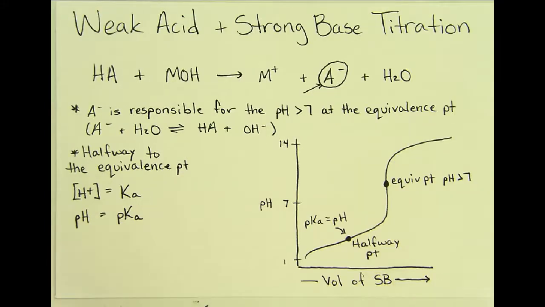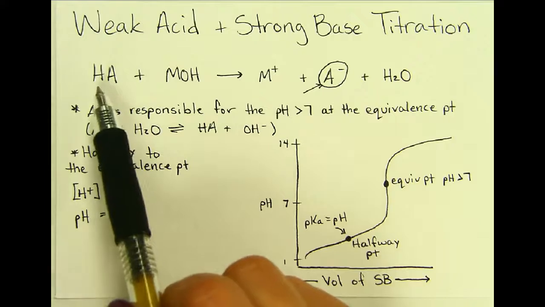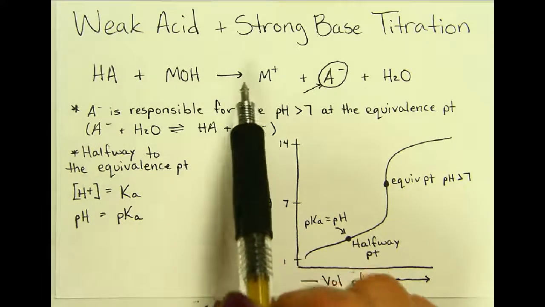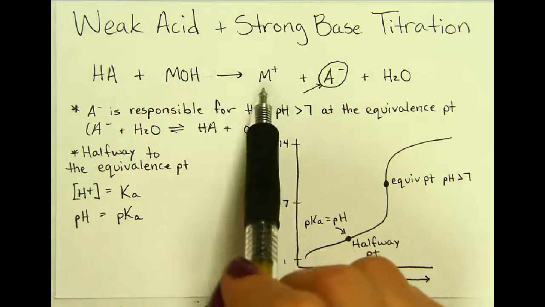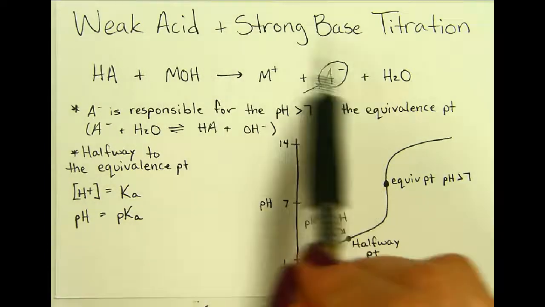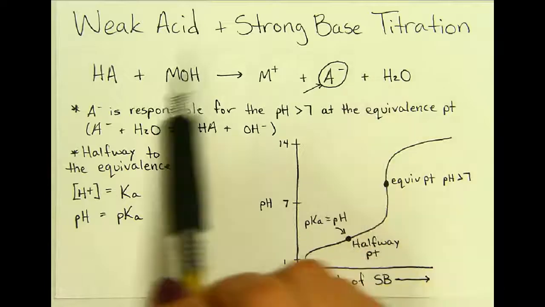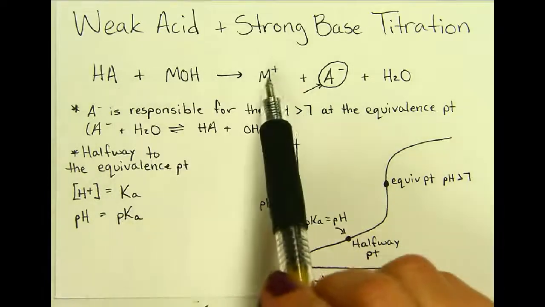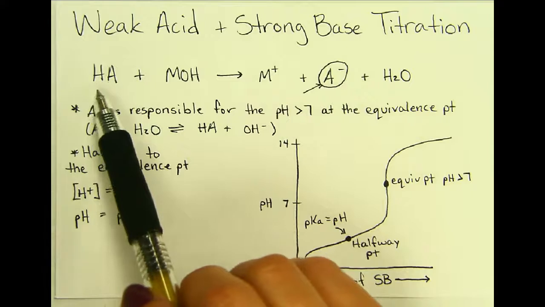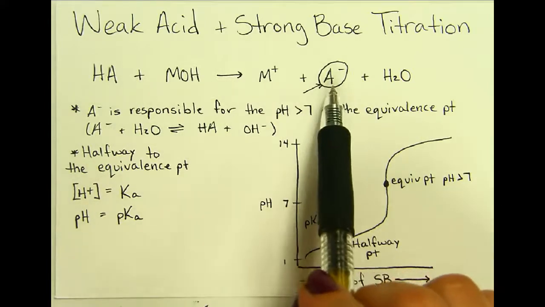Lastly, here's a weak acid and strong base titration. So here's your weak acid, HA, and my strong base, a metal hydroxide, yields the metal ions, which are neutral, the anions, and water. The hydrogen and hydroxide make water, and then these two remain separate. This is a neutral ion, but this anion, because that's a weak acid, makes this a weak conjugate base.